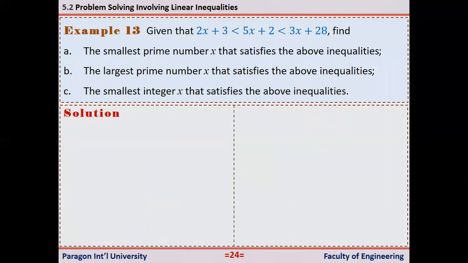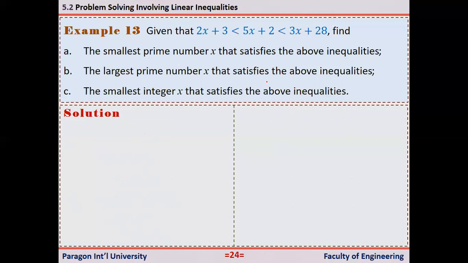The last example, 13. Given that 2x plus 3 is less than 5x plus 2 is less than 3x plus 28. Find, question A, the smallest prime number. What is a prime number? We should know this. x that satisfies the above inequalities. B, the largest prime number x that satisfies the above inequalities. C, the smallest integer x that satisfies the above inequalities. Okay, actually we will do them step by step.